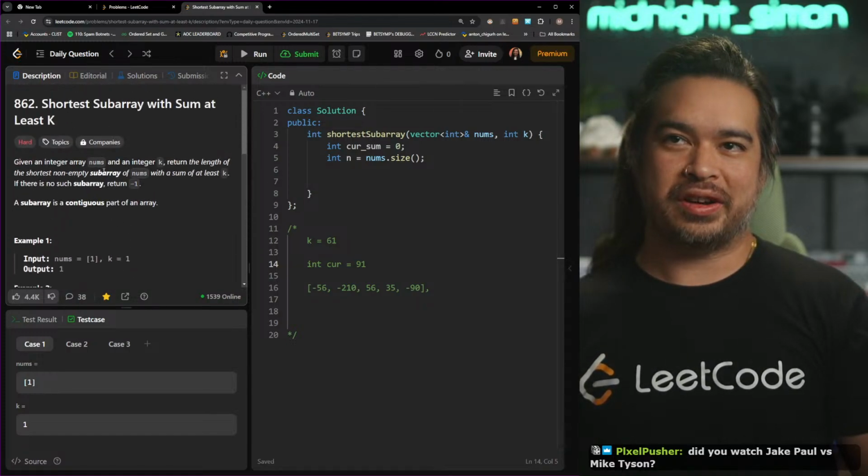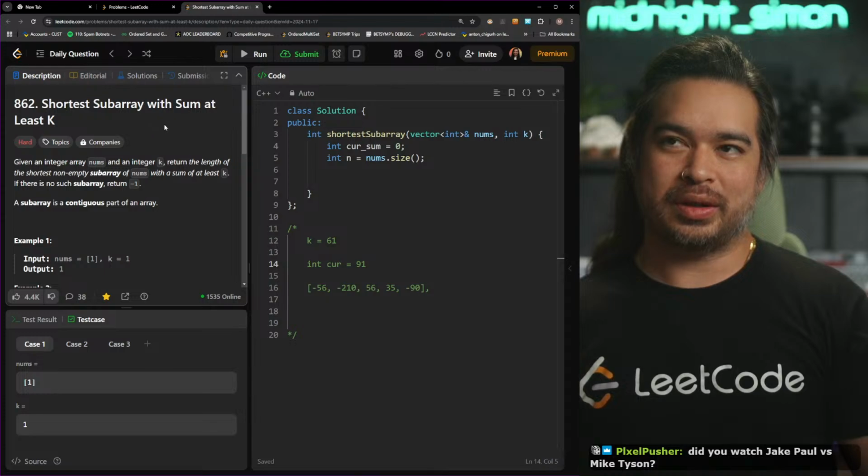Man, this one's tough. Shortest subarray sum with at least k.